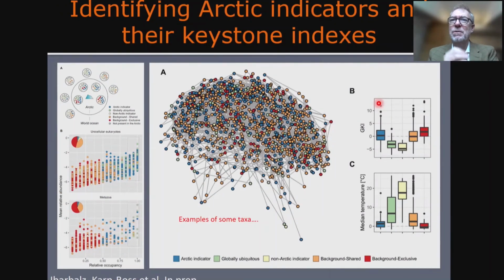What we can do with that Arctic community is subsequently define metrics of what species may be Arctic indicator species, which is shown here in blue. And then for each of these indicator species, we can define a keystone index, which gives a measure of its importance within the whole ecosystem. And we see that typically these indicator species have high keystone indexes, which implies that these organisms are particularly important in the ecosystem. And if those species disappear, then that is perhaps going to generate problems for the whole structure of the ecosystem.